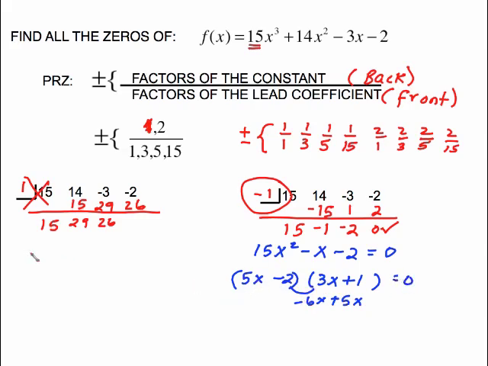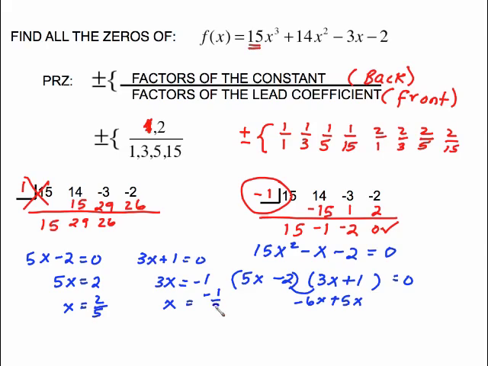Set each of these equal to 0. So we have 5x minus 2 equal to 0, and we also have 3x plus 1 equal to 0. Two simple equations to solve. Add 2 to both sides, gives us 5x equals 2, divide by 5, and x is 2/5. Same process over here, subtract 1 from both sides, and then divide by 3, and x is negative 1/3.